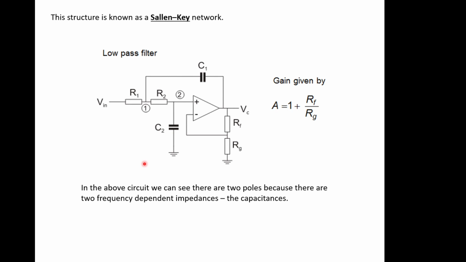So this is a template for a second order function using an op-amp, and it's called a Sallen-Key network, and it's one that you've probably seen before. So we've got a gain stage in here, so this is a non-inverting amplifier type configuration, and then we've got some frequency controlling components with the feedback being controlled by a capacitor, which is going to be giving us some frequency dependent feedback. So there are two poles because there are two frequency dependent impedances, the capacitances. So effectively we've got two poles in this circuit.